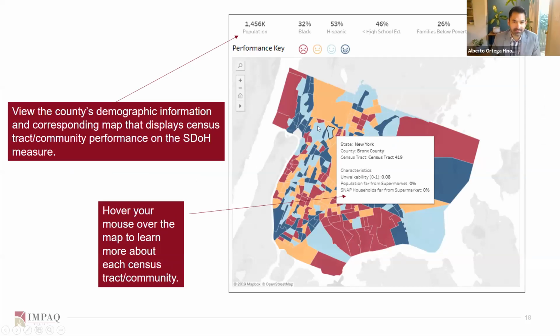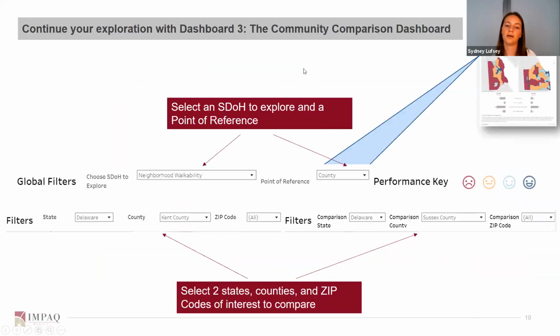That's great. And then the last question that I have is, now that I've gotten down to the census tract and can see that information, what if I want to know about a similar county somewhere else in the US where maybe I can see some lessons learned or know more about how others have approached targeting these SDOHs? Yeah, good point. So then I would point you in the direction of our third dashboard, the community comparison dashboard.